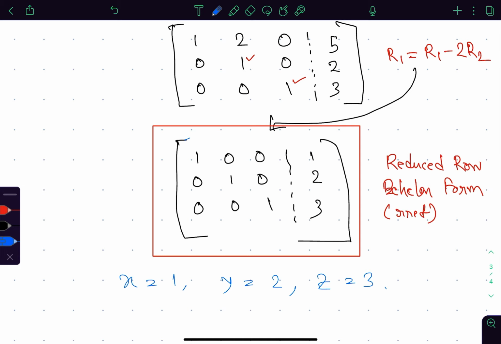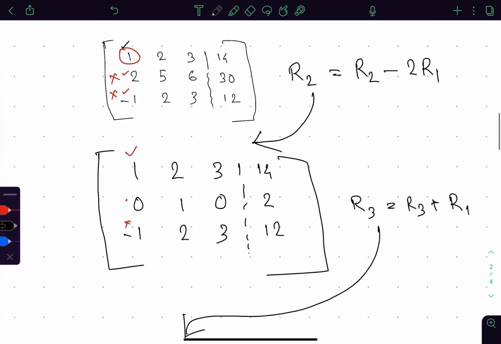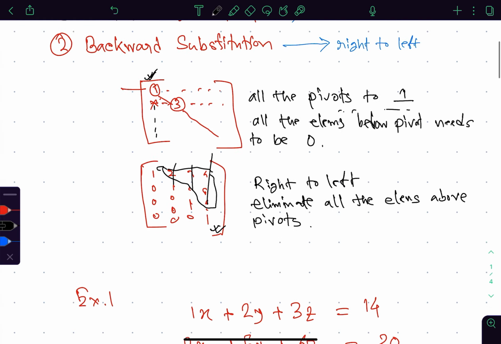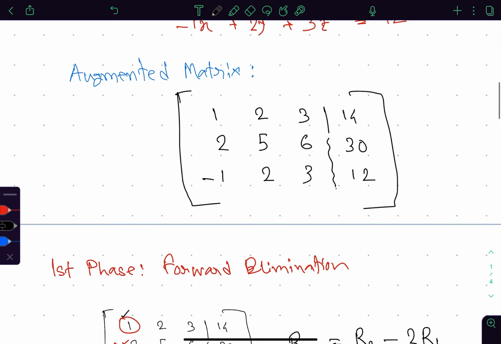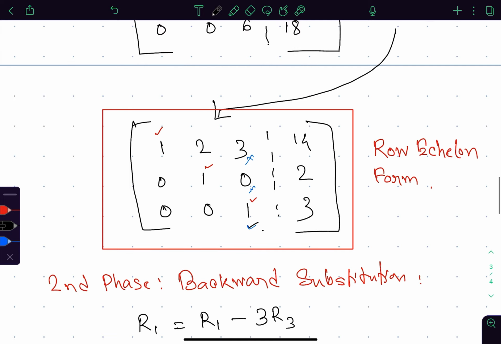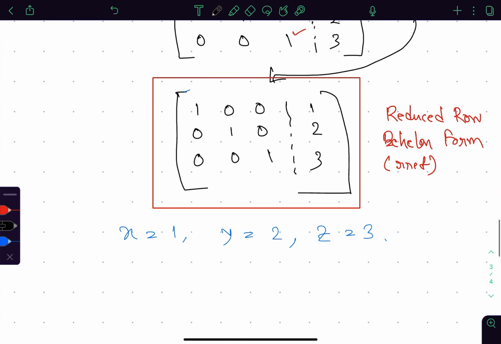So this is basically the Gauss-Jordan elimination method. We have forward elimination, backward substitution, the augmented matrix, then the row echelon form, and then the reduced row echelon form. Okay, so yeah, I will end this one here.